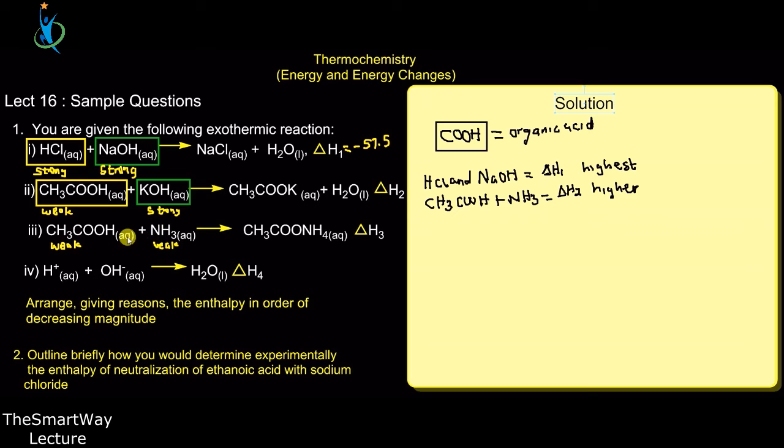And then let's go to this one, because this is a weak acid against a weak base. What happens is that each of the molecules is not going to break down completely for a weak acid and a weak base, and so more energy is absorbed from the surrounding in order to break down the undissociated acid and base. This tends to lower the overall energy liberated to the surrounding. And so the next one is this.